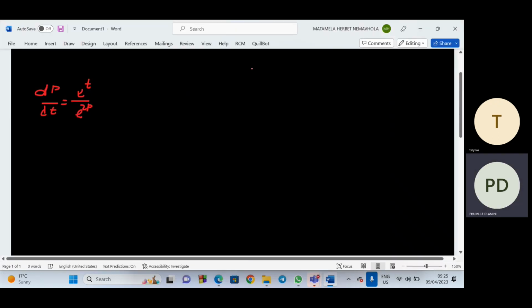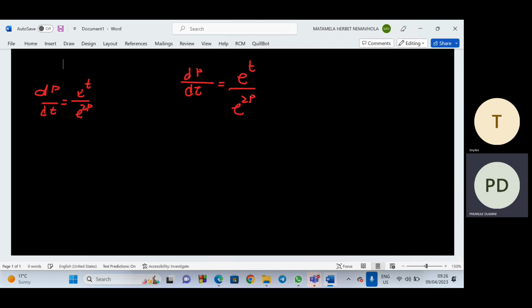Now when we want to find a general formula for this equation, the first thing we are going to do is multiply both sides by dt. Multiply both sides by dt. This is the first step.